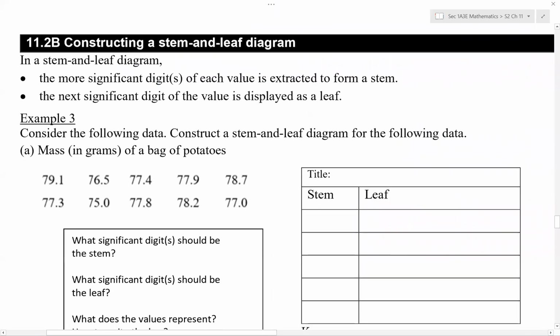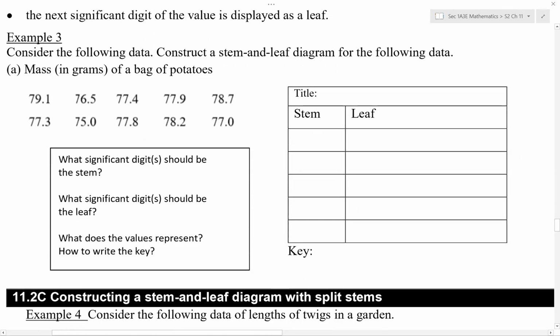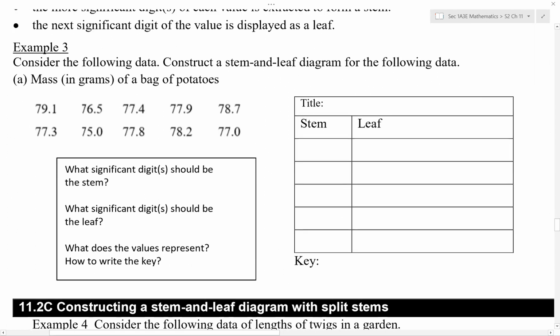Now we move on to 11.2b on constructing a stem and leaf diagram, which we actually had a taste of just now. We completed a partial stem and leaf diagram. So in this case, when we are asked to construct the stem and leaf diagram for this set of values, the title, this is the mass of a bag of potatoes, but it is in grams. So you can actually just copy that as mass of a bag of potatoes in grams.